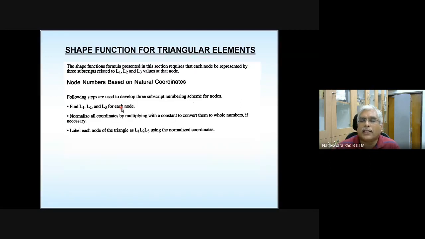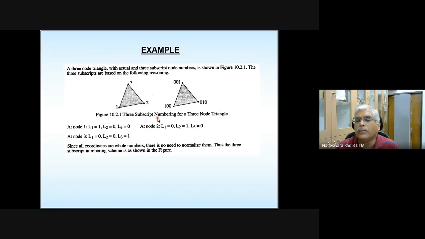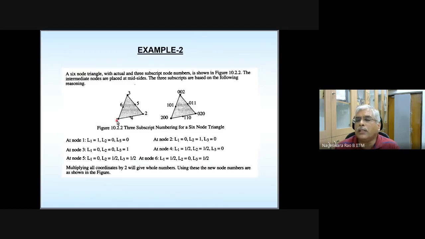So it's not necessary for all elements you will get that kind of thing. Whenever you see this kind of fraction, you convert it into a whole number. So if I want to convert half into a whole number, if I multiply with 2, I'm going to get a whole number. So that is what we are going to do. So here 1, 0, 0 is there. Here I have half, half, 0. I want to convert this into whole number.